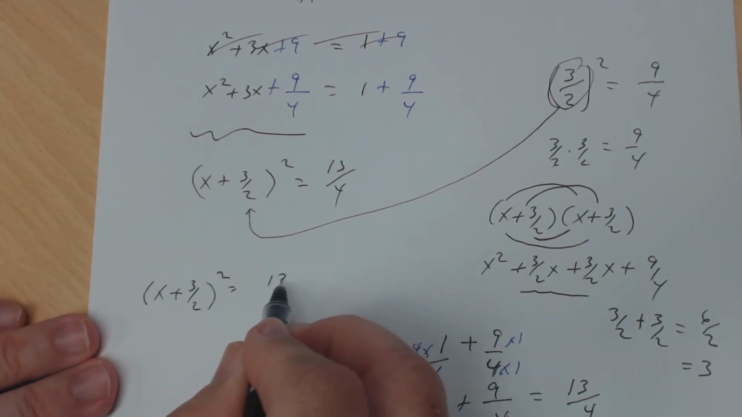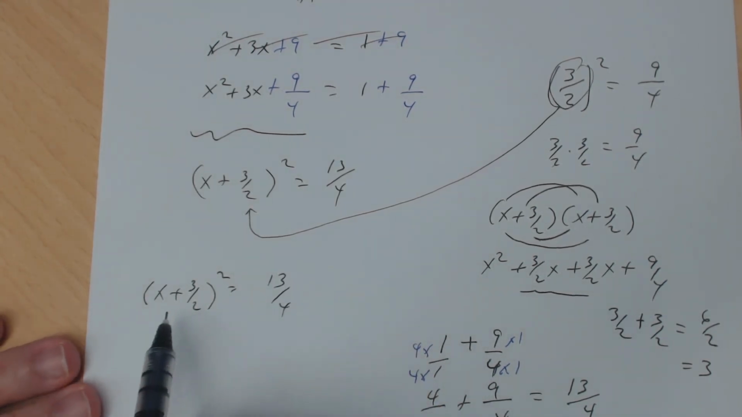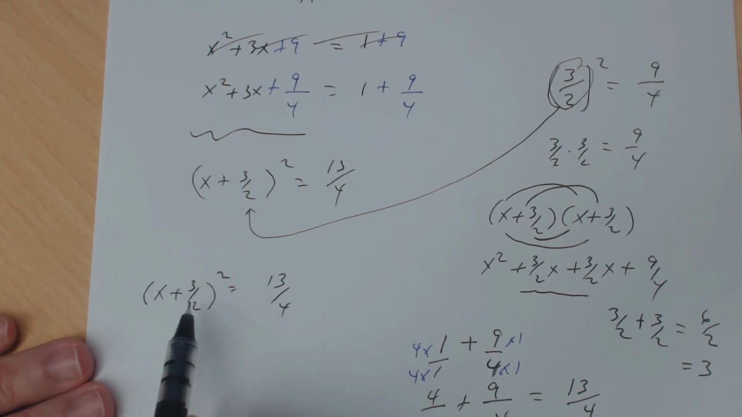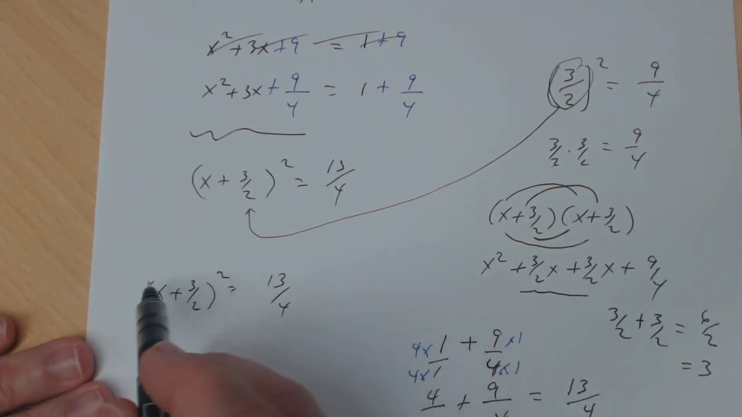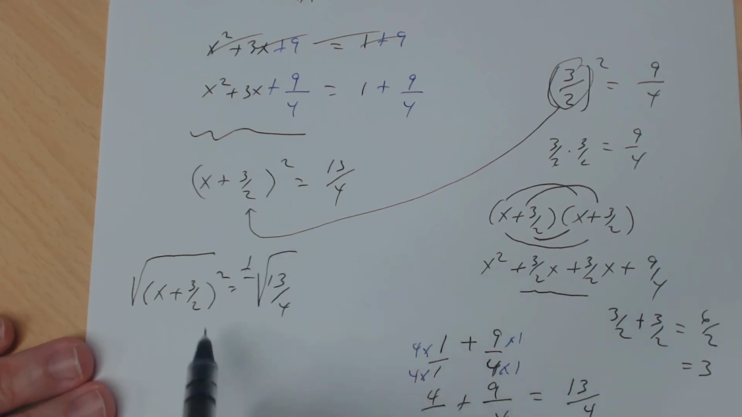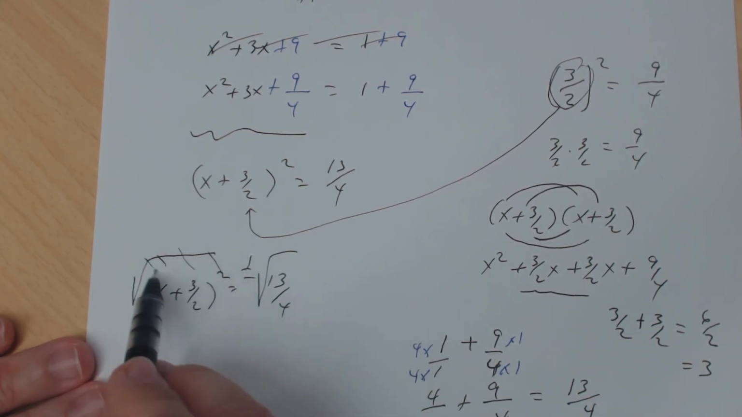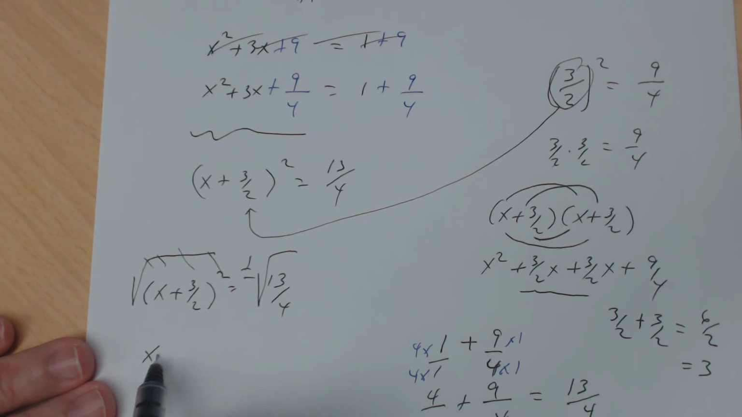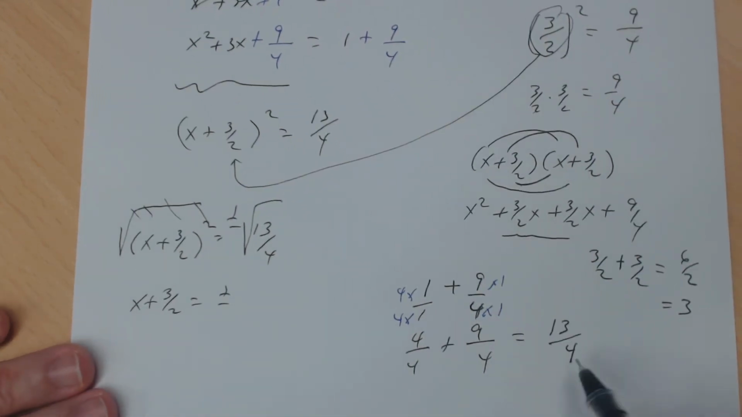equal 13 over 4. Okay, so to get x by itself, remember we're going to use the square root property. It's in that form. So I'm going to take the square root of both sides, plus or minus. And so the square and the square root undo each other, so you get x plus 3 halves equal plus or minus. All right, now let's think about the square root of 13 over 4.